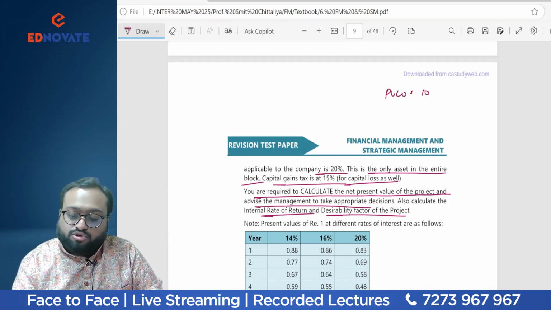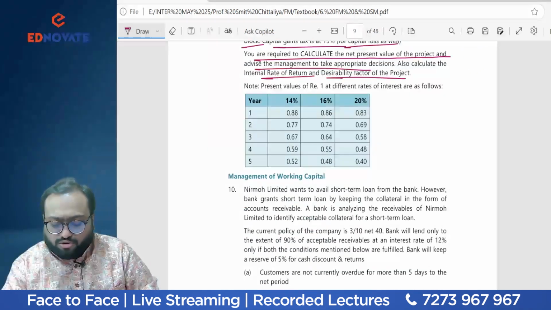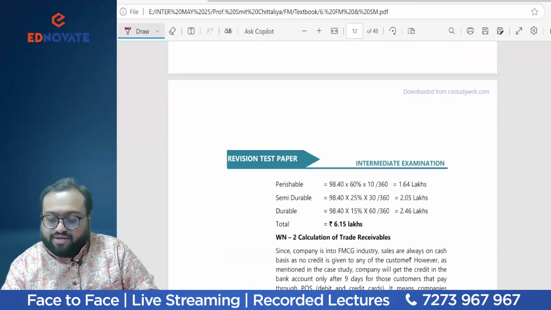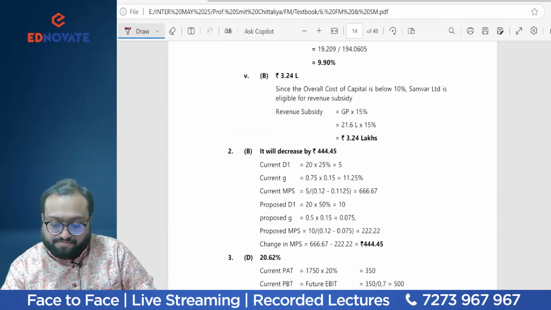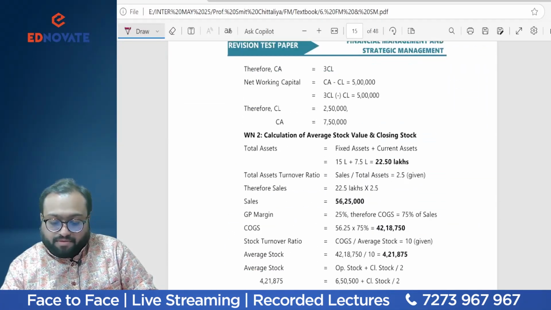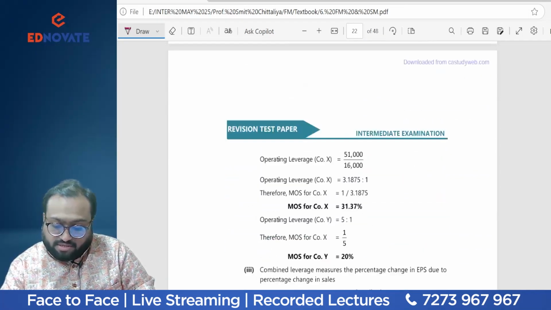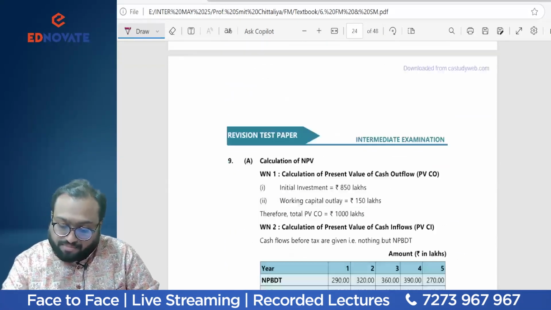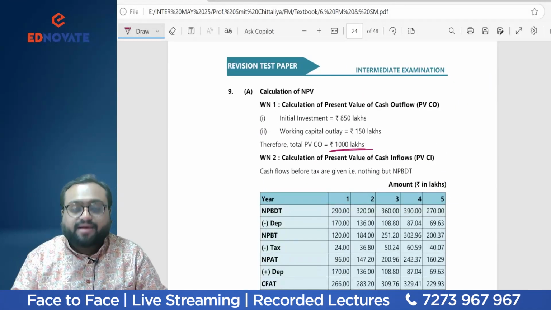Do check in the solution. Definitely my 1000 lakhs is my PVCO. Let us go to the solution. Very, very easily we can solve this. It will just take 2 to 3 minutes. Yes, come to the solution part. Yes, PVCO is 1000 lakhs.